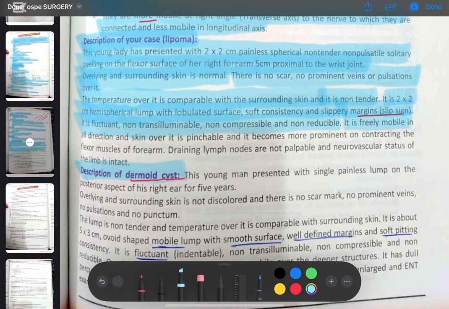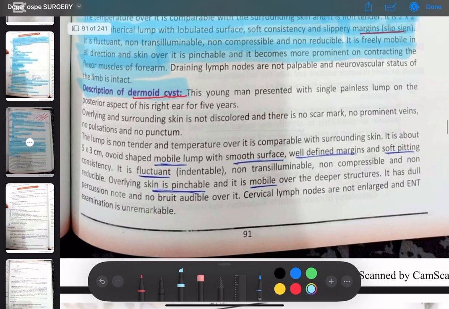It is freely mobile in all directions and the skin over it is pinchable and it becomes more prominent on contracting the flexor muscles of the forearm. Draining lymph nodes are not palpable and the neurovascular status of the limb is intact.